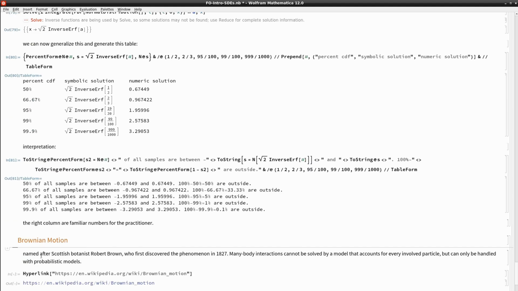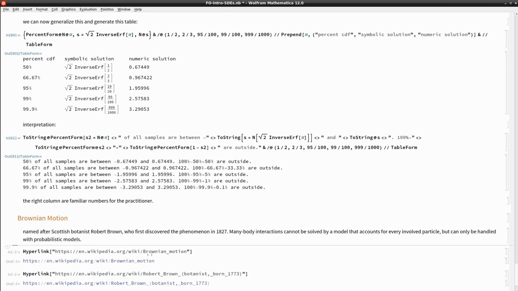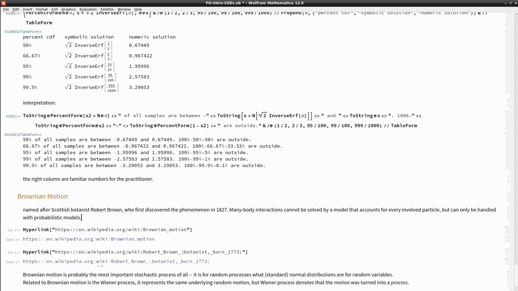So the Brownian motion is named after a Scottish botanist, Robert Brown, who first discovered the phenomenon in 1827. And typically in statistics, in stochastics, many body interactions cannot be solved by a model that accounts for every involved particle, I would add deterministically, but can only be handled with probabilistic models. And here is a link for the Brownian motion, and here is a link about Robert Brown. Please have a look at them. That's your homework. And Brownian motion is probably the most important stochastic process of all. It is for random processes what the normal distribution is for random variables.